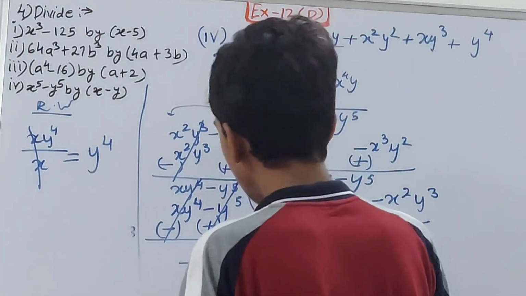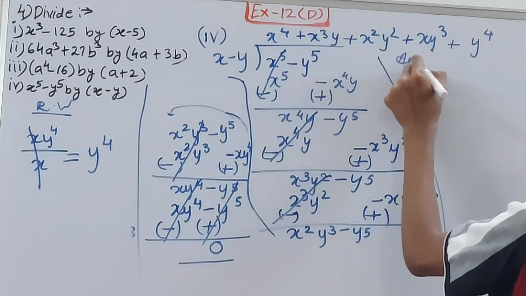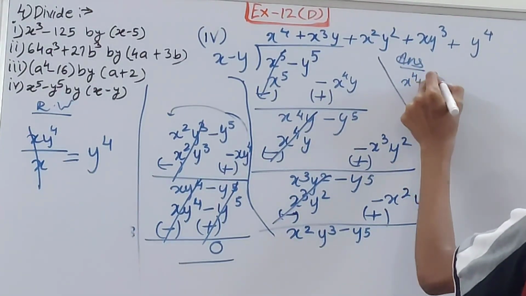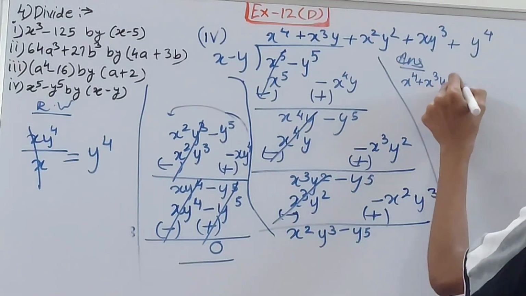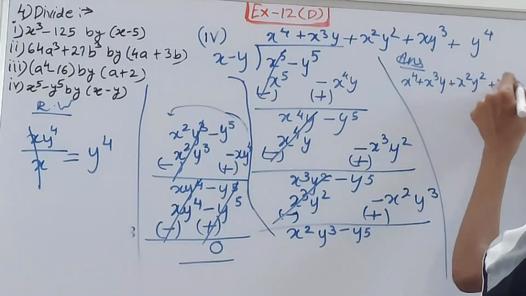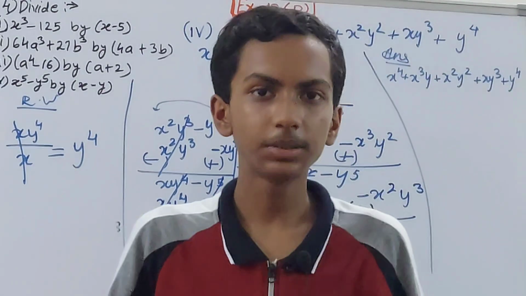So your final answer is ready. What is your final answer? X to power 4 plus x cube y plus x square y square plus xy cube plus y to power of 4. Alright, that becomes the answer.